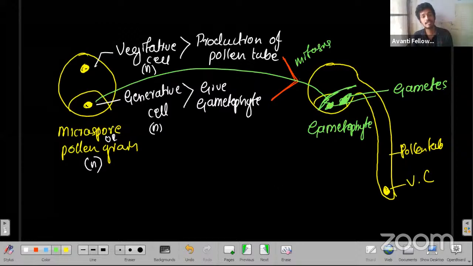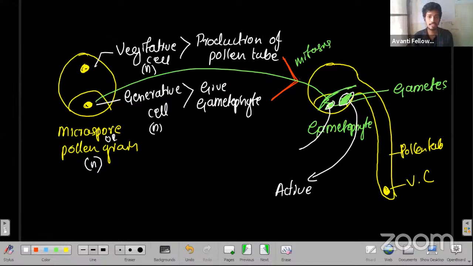Are those gametes cells or nuclei? These actually are cells, but predominantly the nucleus with a very thin lining of the cell. So it has two gametes, right? But remember, of these two gametes, only one will be active. Only one will be active, and the other one will degenerate.